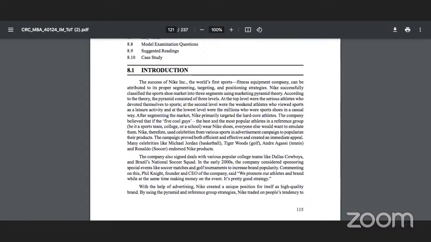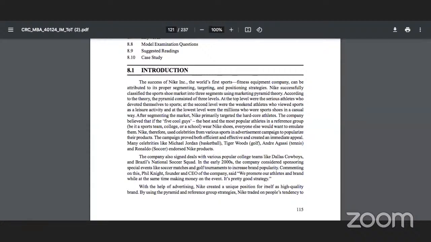So how did this happen? It is primarily attributed to its segmenting, targeting, and positioning strategy. So you can understand how successfully a company has been able to move forward into a global market and be very successful at its business by taking care of its primary marketing strategy, that is STP, segmenting, targeting, and positioning.